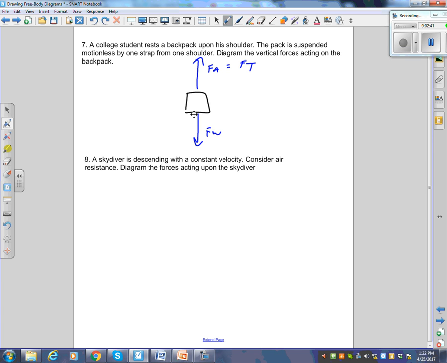A skydiver is descending with a constant velocity. Consider air resistance, diagram the forces acting on the skydiver. Skydivers jump out of planes on Earth. Weight force. Are the majority of questions going to be on Earth? Yes. Pretty much. Unless it specifically says a skydiver jumps out on the planet Pluto. Is there still going to be gravity? Yeah. It's just going to be smaller, that's all.